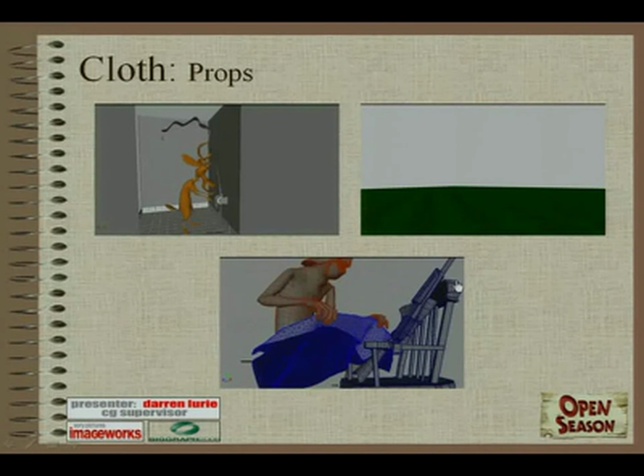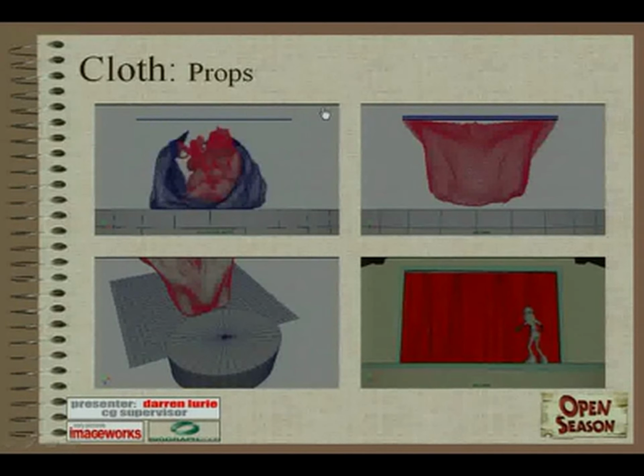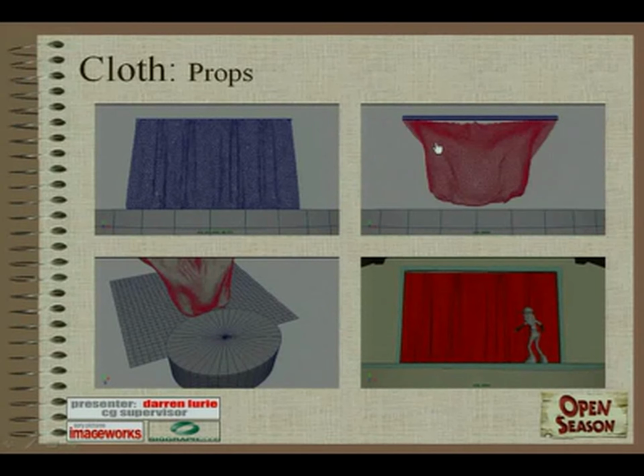Here's another example of multiple character interaction where Boog and Elliot are tumbling through the curtain on the amphitheater. An early test here just shows a lot of interpenetration, and the timing was wrong. So we would refine that and get the cloth to feel like it was settling with the correct motion.